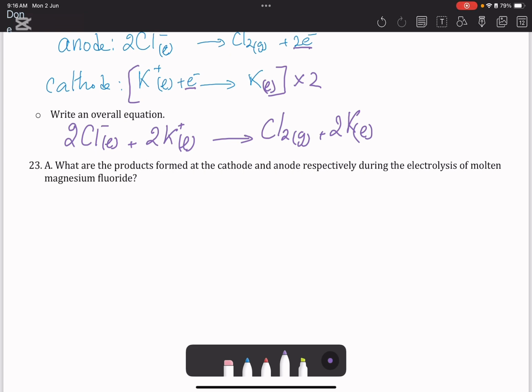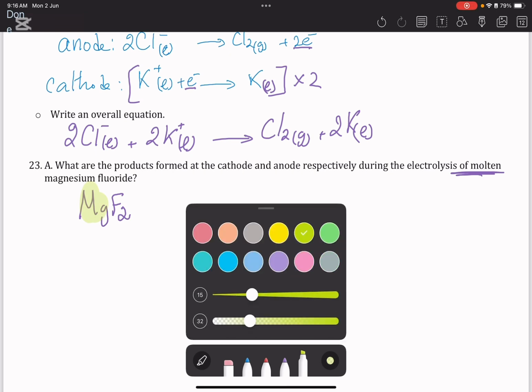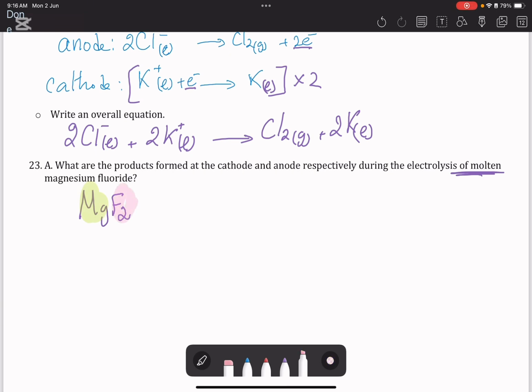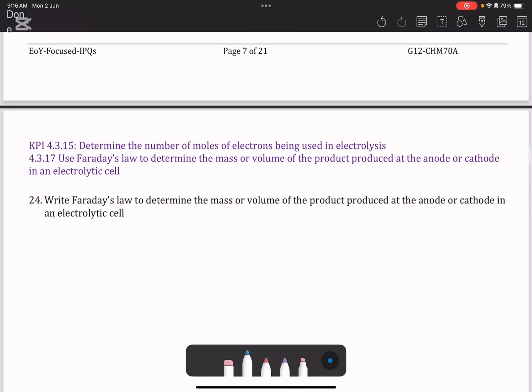What are the products formed at the cathode and anode, respectively, during the electrolysis of molten magnesium fluoride? Again, when we say cathode, we think about Mg. When we say anode, we think about F. So at the cathode, I have magnesium metal molten obtained, and at the anode, I have fluorine gas obtained.